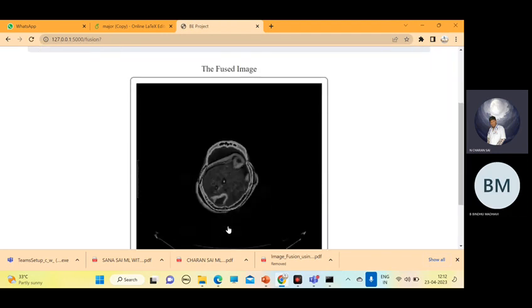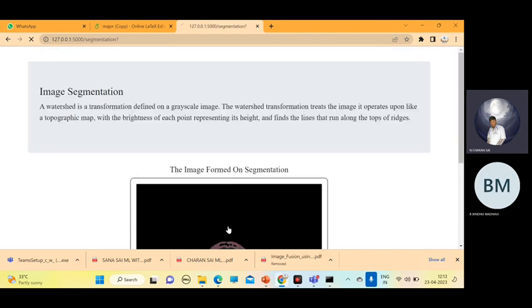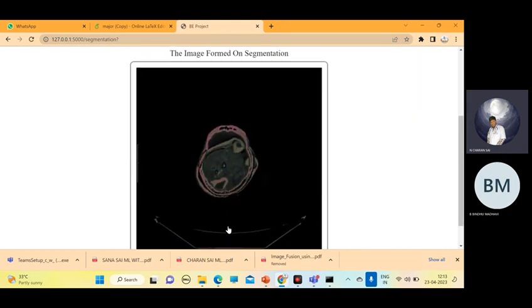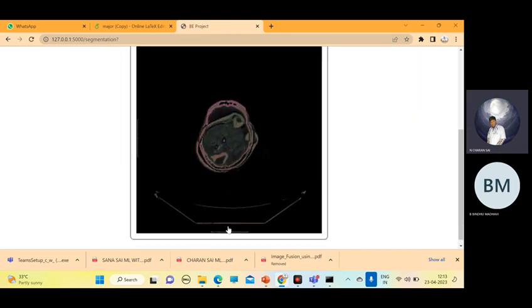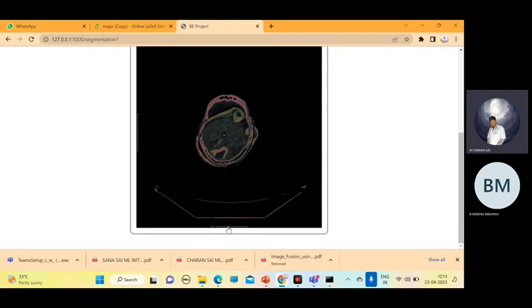This is our fused image, and now next we get the segmentation image. This is our final output, that is image format segmentation. This is our final input. Completed. Thank you.